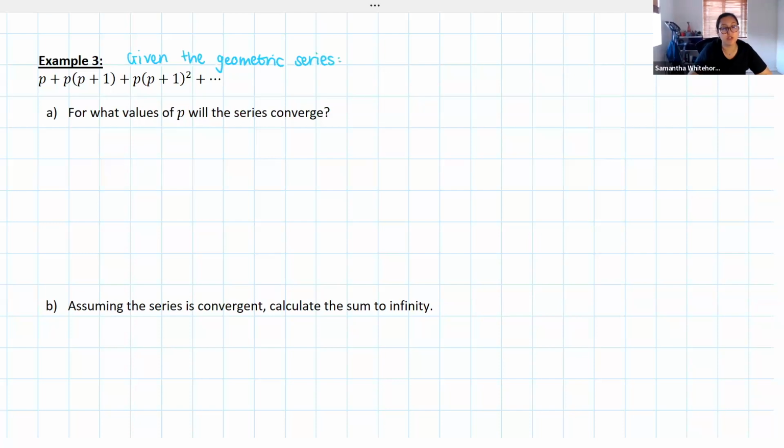I know it's geometric because what I see is that I went from no bracket to 1 bracket of (p plus 1) to 2 brackets of (p plus 1). I'll then have 3, 4, and I'll keep going. So this is now, like I say, where we start to panic because it's variables. So let's look at the question firstly. It says, for what values of p will the series converge?